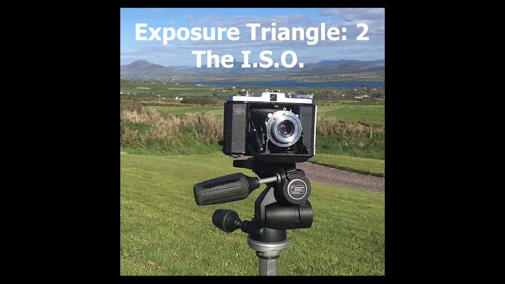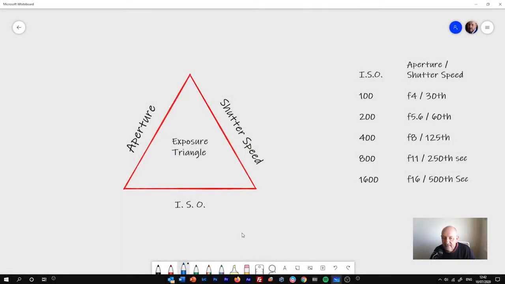The third element in the triangle is the ISO, and I've put this at the bottom of the triangle to show that it affects both the aperture and the shutter speed at the same time. Basically what the ISO does is increase the sensitivity of the sensor. It basically fools the sensor into thinking that there is more light than there actually is.